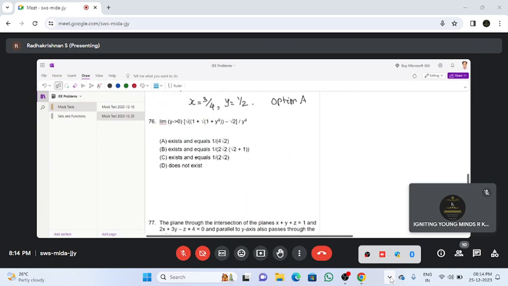Okay, let's find this limit. The way I have typed it is not that good, so I'm writing it here. Limit y tends to 0, square root of 1 plus square root of 1 plus y power 4, minus root 2, divided by y power 4. This is the limit that we have to evaluate.